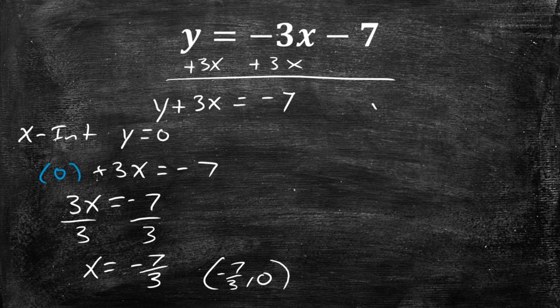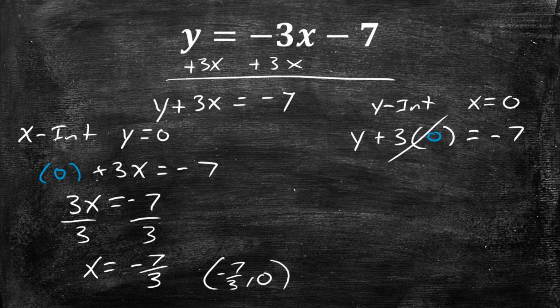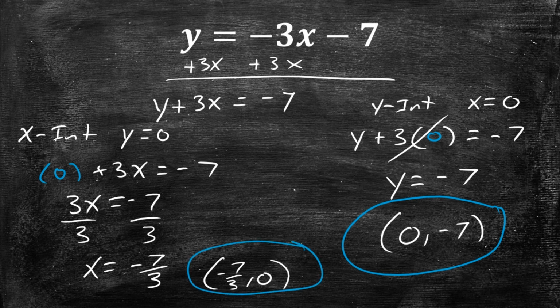So now let's find our y-intercept. And that happens when we set x equal to 0. So let's go ahead and do that. We got y plus 3 times 0, and that is equal to negative 7. So 3 times 0 is 0. We get y is equal to negative 7. So now we write that as an ordered pair. And we're going to have 0 for our x and negative 7 for our y. And therefore, we have our y-intercept and our x-intercept here. And this example is complete.